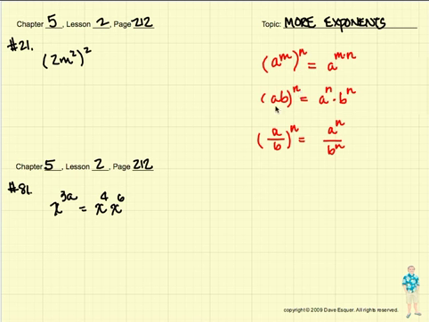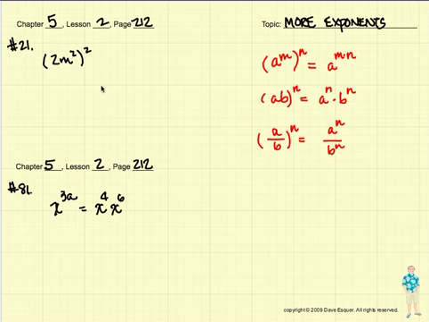If we have two different factors multiplied together in this second rule, a b to the nth power, that can break out into a to the nth power times b to the nth power. And similarly, if we have a division, a divided by b to the nth power, it's nothing more than a to the nth divided by b to the nth. Let's see if we can use those rules today.